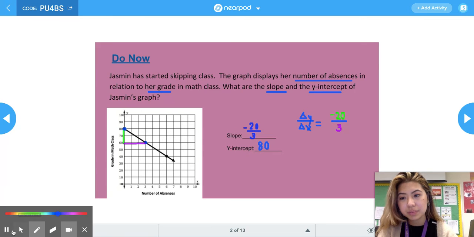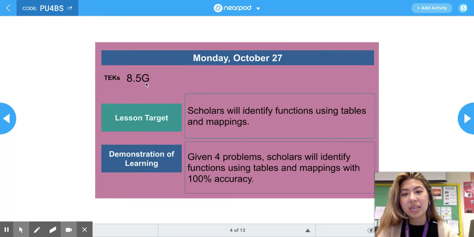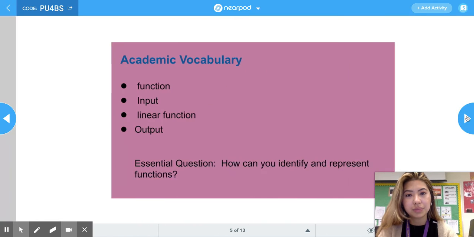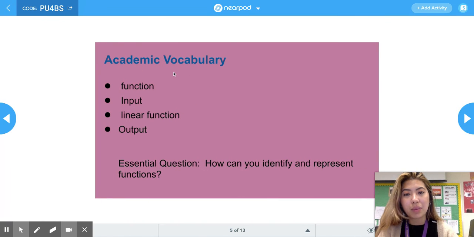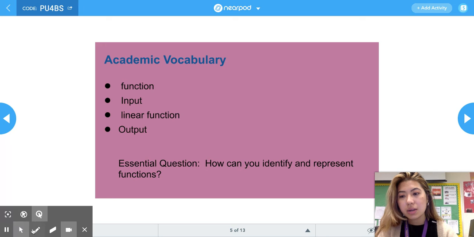So our TEK for today's 8.5G, again, we're identifying functions using tables and mappings, and our DOL is given 4 problems. Scholars will identify functions using tables and mappings with 100% accuracy. Some academic vocabulary words to go over are the words function, input, linear function, and output. Essential question is, how can you identify and represent functions?